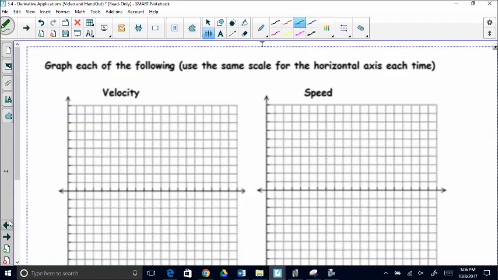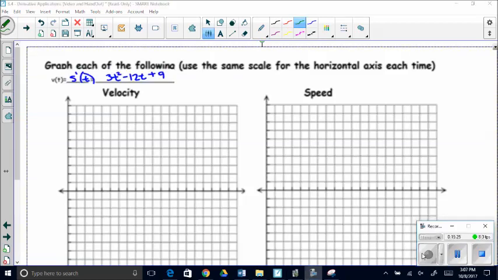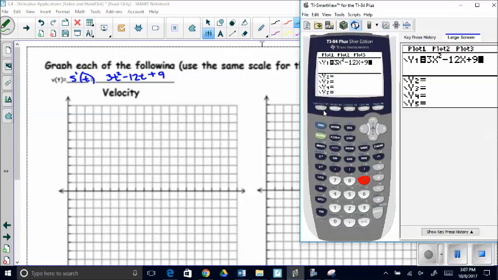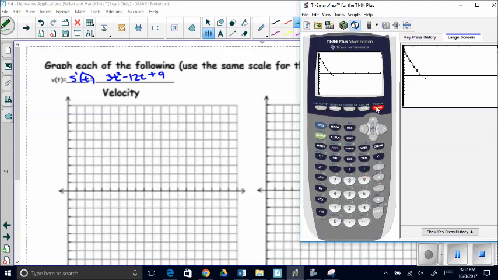Now we're going to graph these functions. Now it wants us to graph the velocity function, so I dragged the velocity function over so we could see it. And I then went to my calculator and I plugged it in. And of course, if we hit graph, we have a parabola, which makes sense because we had a cubic function, and the derivative of a cubic function is a parabola.